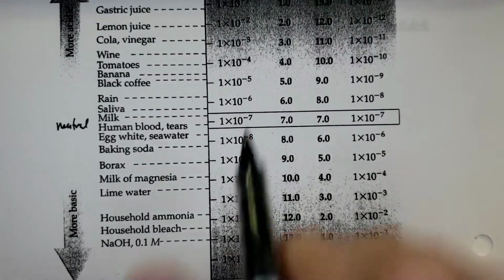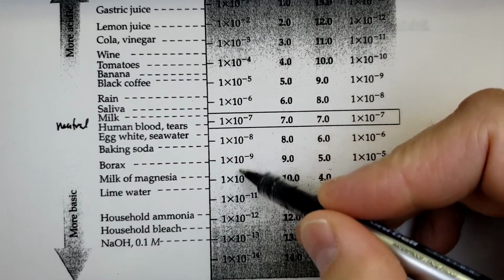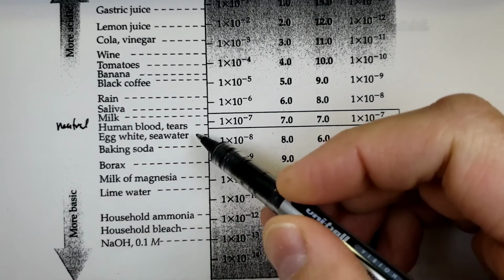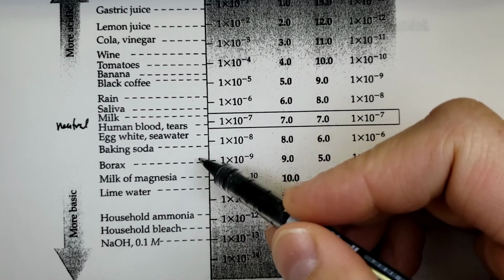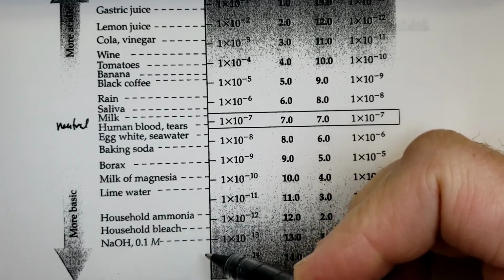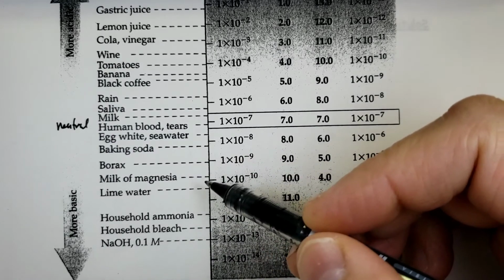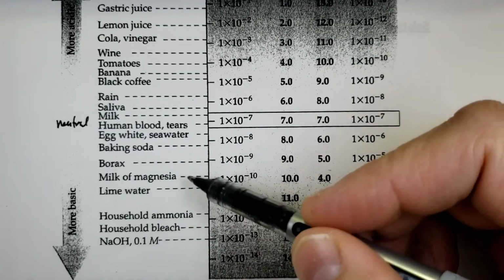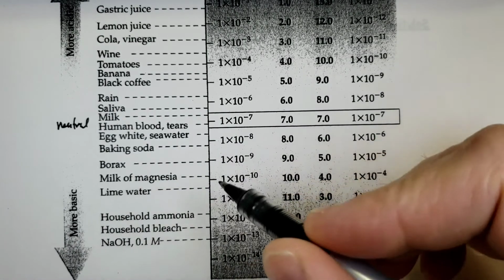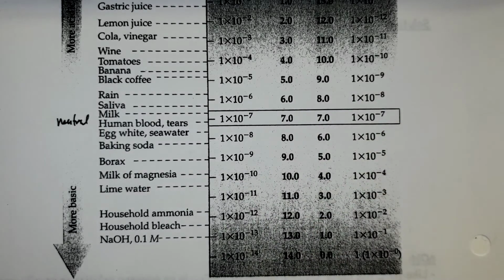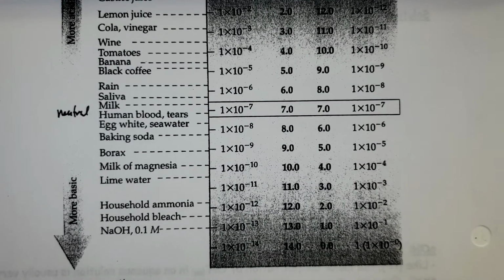If we look at the opposite direction, as H gets smaller and OH gets bigger, the pH gets bigger as well. Egg white, baking soda, borax, milk of magnesia, lime water, household ammonia, bleach, etc. So if you take a look here, some food items are basic, but as you go down here, you can see that a lot of things that are used as cleaning agents tend to be basic. All right, so that's kind of a relationship between the two.